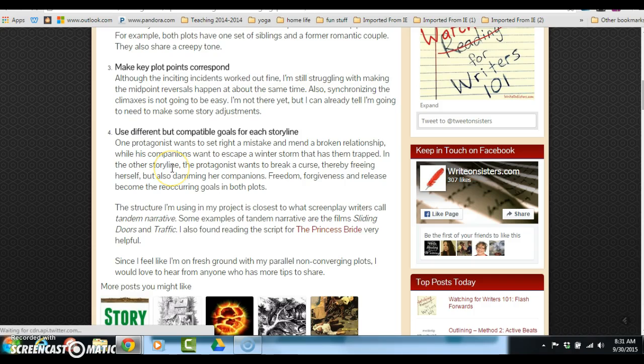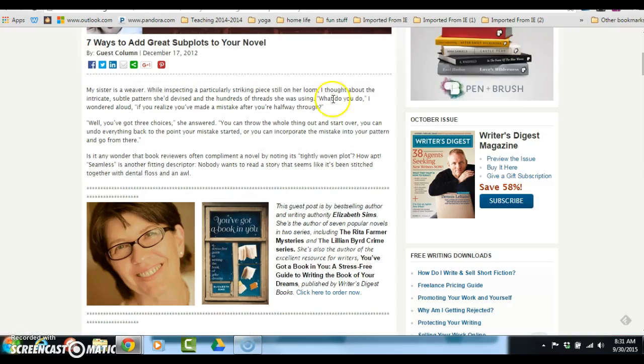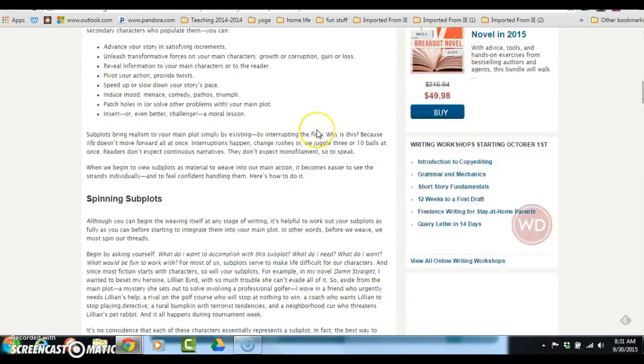And use a compatible goal for each storyline. Like what's going to happen. One protagonist wants to set right a mistake or mend a broken relationship, while the other protagonist wants to break a curse. And so they both have an overriding positive goal in each of your storylines.